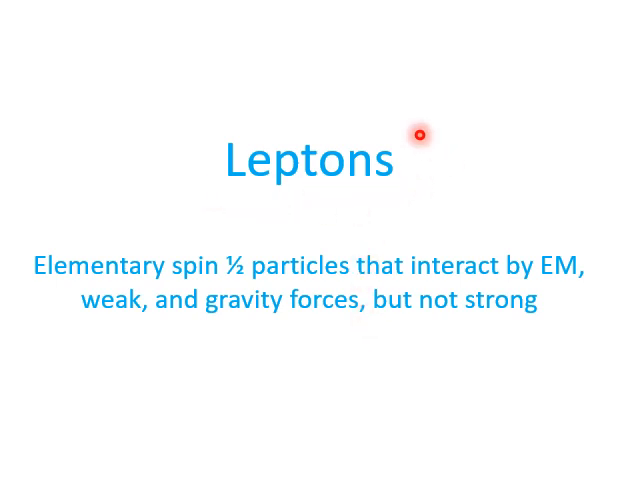But the second important class of particles are the leptons. Leptons are elementary, that is, we have no evidence that they're made of anything smaller. They are spin 1/2, so they're fermions. They interact via electromagnetic, weak, and gravitational forces, but not the strong force. So leptons don't interact via strong force. So if they're going to decay, they can only decay by these much longer lifetime processes.